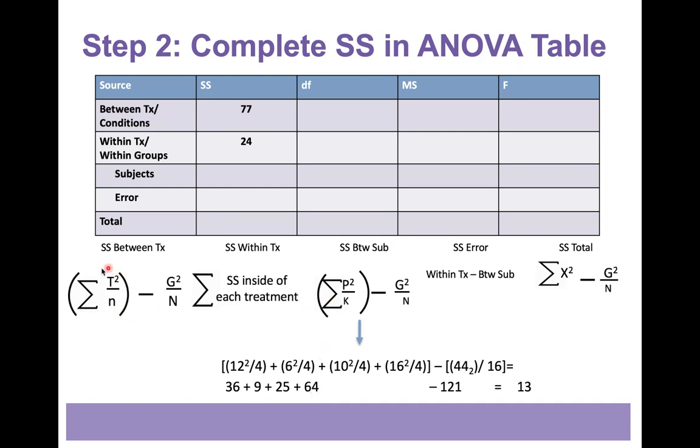So it's the same thing that we did over here, except instead of T and N, we use P and K. So go ahead and press pause. Make sure you know where those numbers are coming from. Every P squared divided by 4.